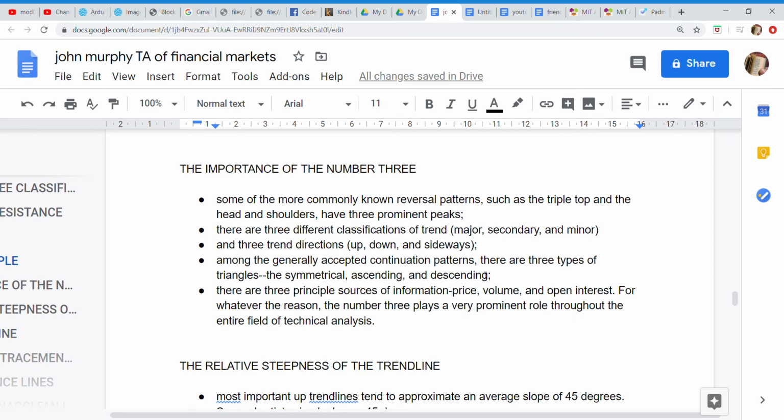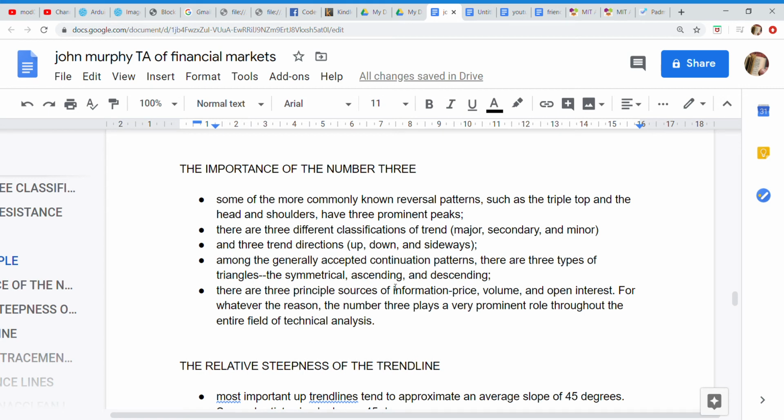The importance of number 3. Some of the more commonly known reversal patterns, such as triple top and head and shoulders, have three prominent peaks. There are three different classifications of trend: major, secondary, minor, and three trend directions: up, down, and sideways. Among the generally accepted continuation patterns, there are three types of triangles: symmetrical, ascending, descending.